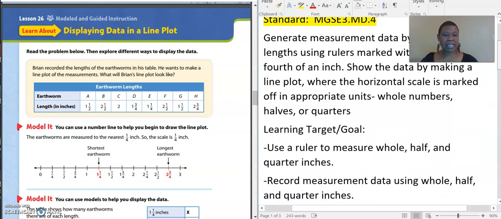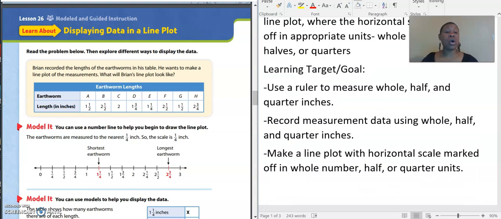Your learning target today: use a ruler to measure whole, half, and quarter inches. Record measurement data using whole, half, and quarter inches. Make a line plot with the horizontal scale marked off in whole number, half, or quarter units.